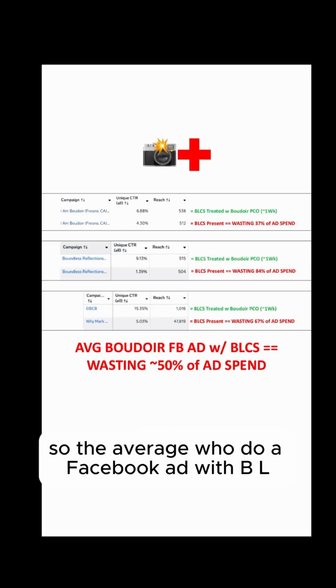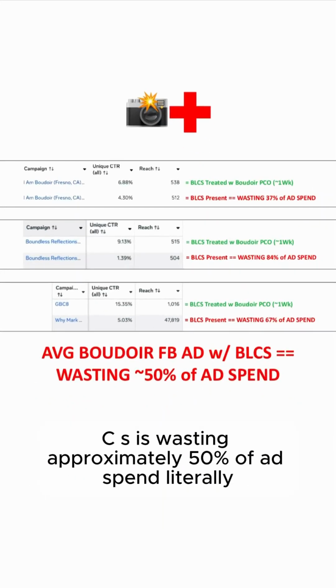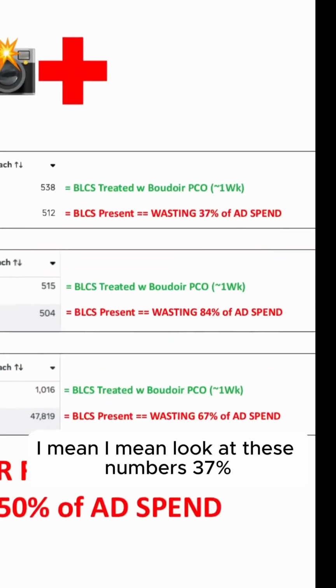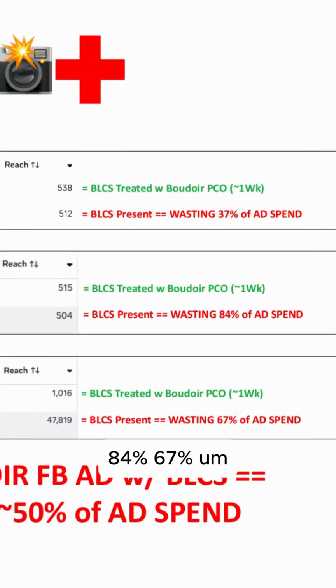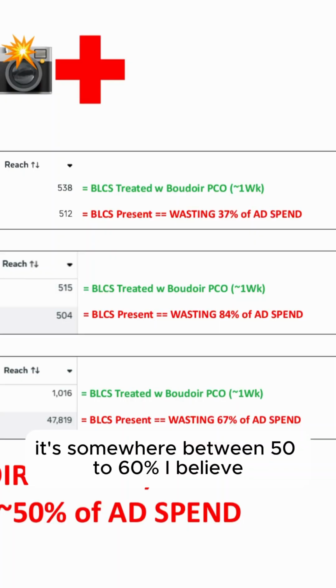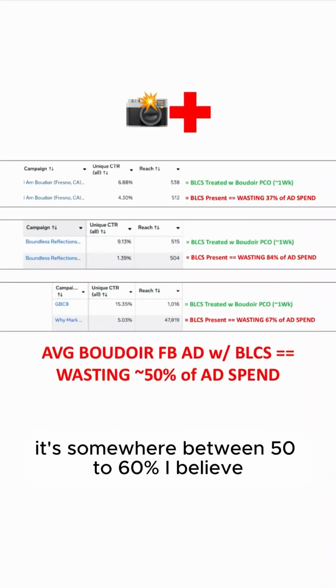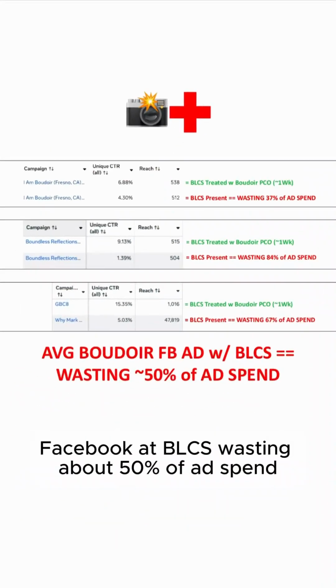So the average boudoir Facebook ad with BLCS is wasting approximately 50% of ad spend. Literally, look at these numbers: 37%, 84%, 67%. Just take the average of those. It's somewhere between 50 to 60%, I believe. So the average boudoir Facebook ad with BLCS is wasting about 50% of ad spend.